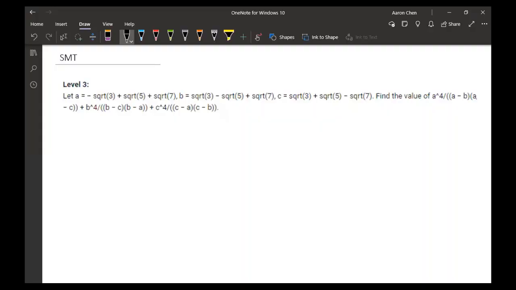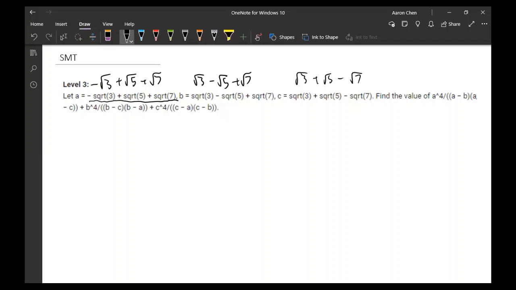So first of all, the level 3 question. We let a be negative square root of 3 plus square root of 5 plus square root of 7. And then also we let b be square root of 3 minus root 5 plus root 7, and c be root 3 plus root 5 minus root 7.